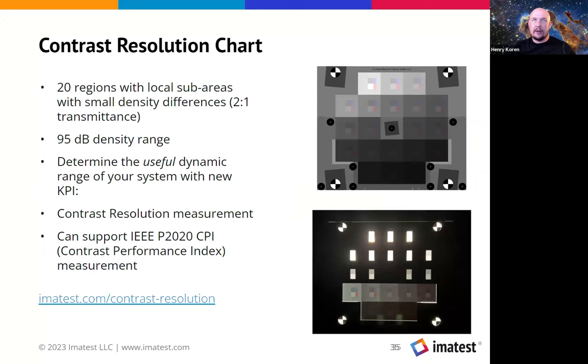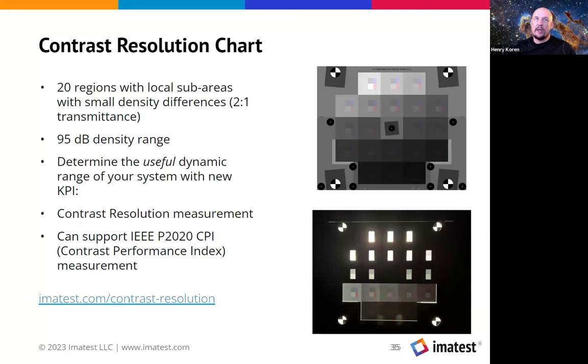We have another target called the contrast resolution. This is a dynamic range measurement. It has sub areas with small density differences, 2-to-1 contrast, in other regions that have light to dark of about a 95 dB range of density. So this is meant to determine the useful dynamic range of a system with these new key performance indicators.